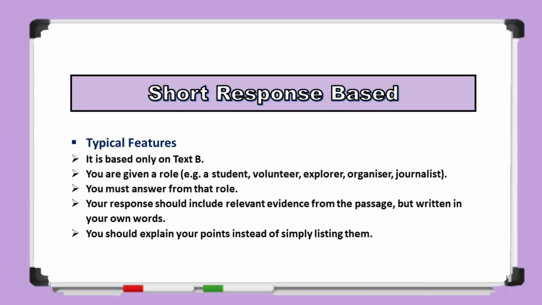The question will assign you a role, such as a student, volunteer, explorer, organizer, journalist, teacher, or another character. Once you are given that role, you must remain in it throughout your entire response. Your answers should be based on the information in text B, written in your own words, and your ideas should always be explained rather than simply listed.